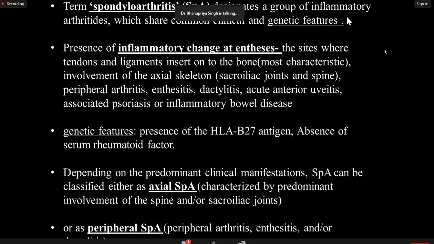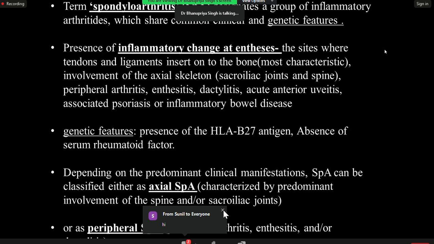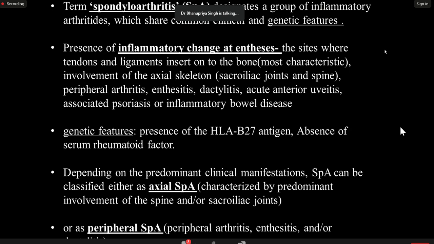So, some basic definitions. Like we mentioned, the term spondyloarthritis designates a group of inflammatory arthritis that have common clinical as well as genetic features. So, what are the common clinical features? They have a plethora of inflammatory findings. Inflammation is basically at the enthesis. Enthesis is where the tendons and ligaments are directly attached to the bone. So enthesitis is the most predominant finding that you find in any spondyloarthritis.